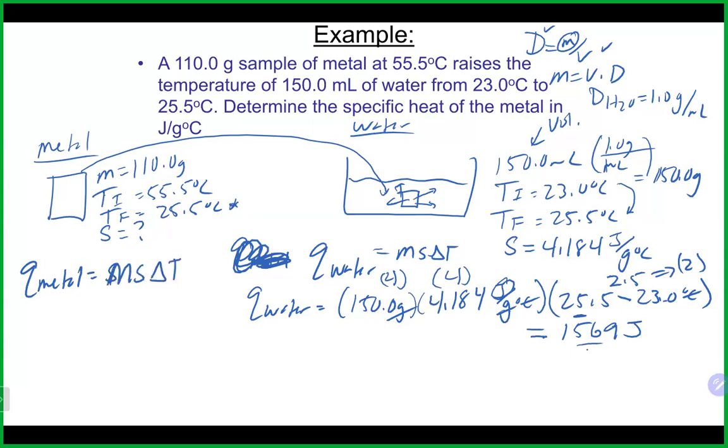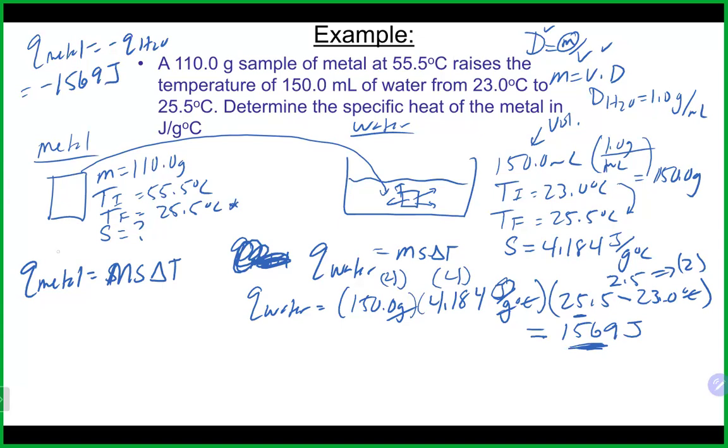But we do need to use this relationship here to help us out. So we do know that Q of our metal will equal minus Q of our water. So it is an endothermic process here for our water. That means the Q of the metal will be negative 1569 joules. Again, going to be exothermic. The number will be the same, but for our metal, it's releasing it, and that's denoted by the negative value.